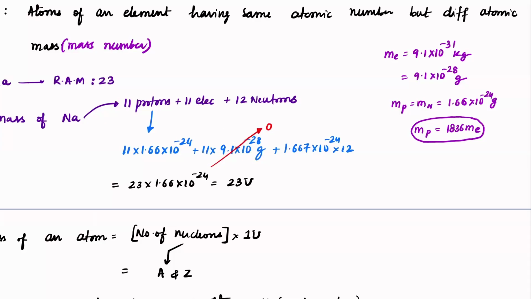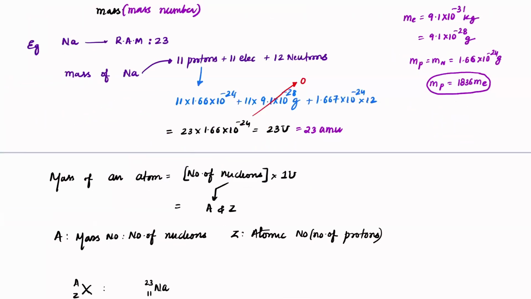So now it is the proton mass and neutron mass together. So multiply that. After doing that, you can see it is coming out to be 23 times of this number, and this number is nothing but one unified mass, or 23 AMU. Okay, 23 AMU. Clear?